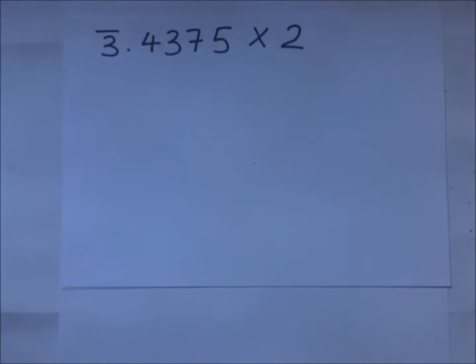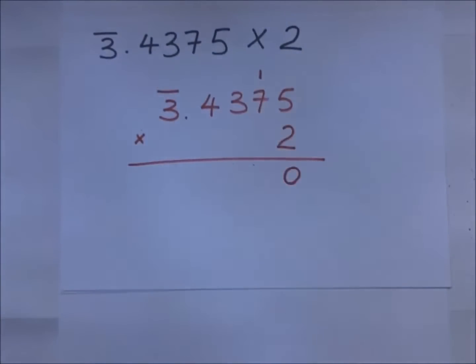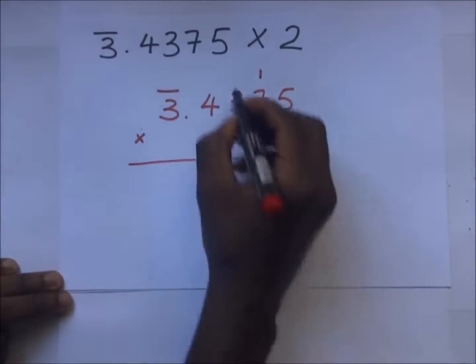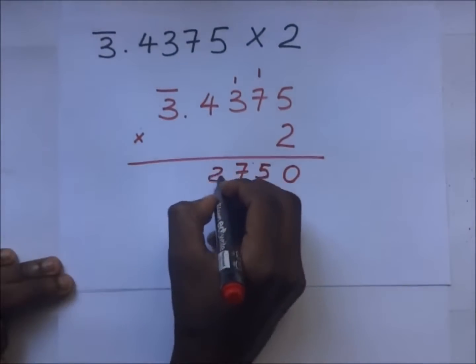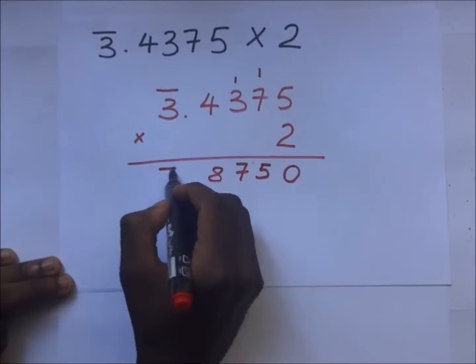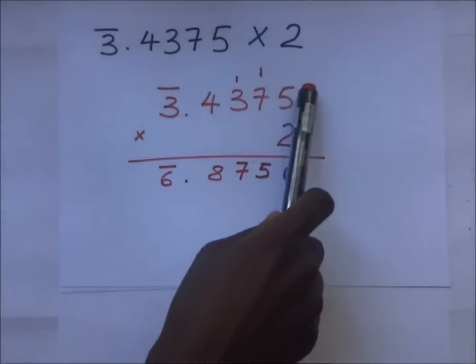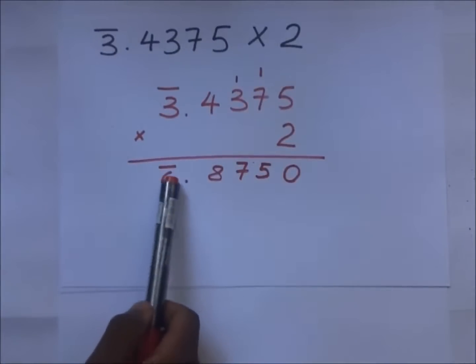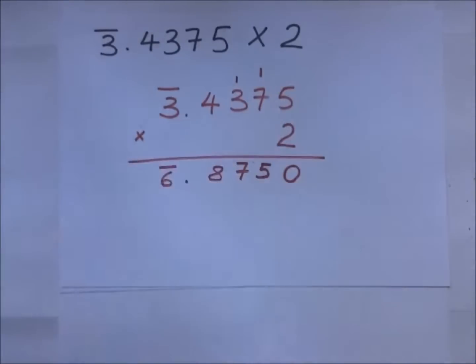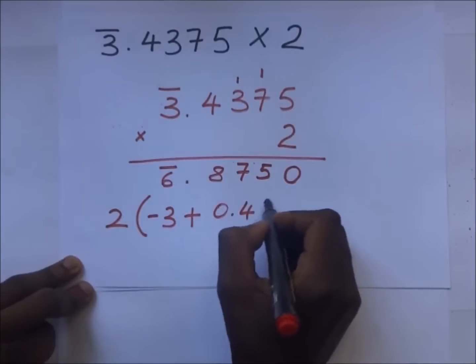So how do we multiply them? Multiplying them, 2 times 5 is 10, so you write 0, you carry 1. 7 times 2 is 14, 14 plus that 1 gives us 15, so you write 5, carry 1. 2 times 3 is 6, 6 plus 1 is 7. Then 2 times 4 is 8. Then we have 2 times 3 bar, which is 6 bar. When we are multiplying logarithms, the characteristic is multiplied independently from the mantissa. So the answer here is 6 bar 0.8750. If you look at it this way, this is like saying 2 multiplied by negative 3 plus 0.4375.